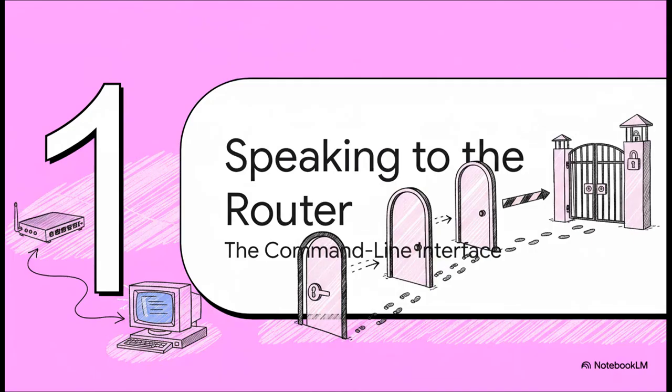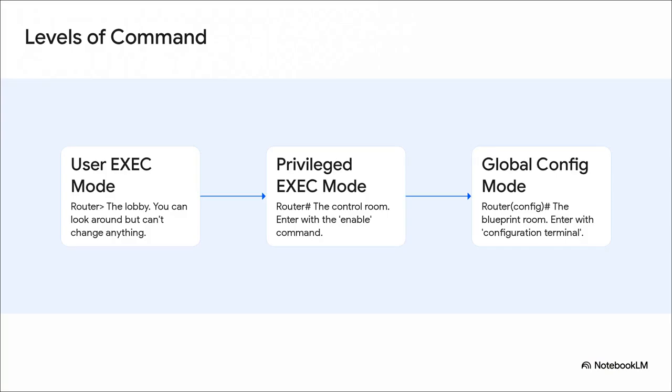Okay, first things first, we've got to understand the environment we're working in. The Cisco CLI isn't just one single place. It's actually a series of modes, each with different levels of privilege. You can think of it like walking into a high-security building. You can't just waltz into the main control room. You need the right clearance for that. So you start out in what's called user EXEC mode. This is the lobby. And you know you're there because of the prompt. See that little greater than symbol? That's your clue. Here, you can look around, but you can't touch anything.